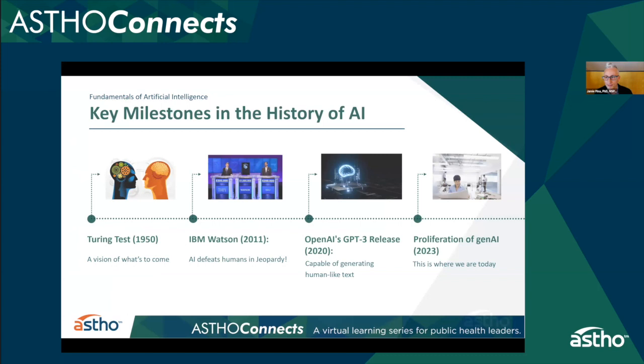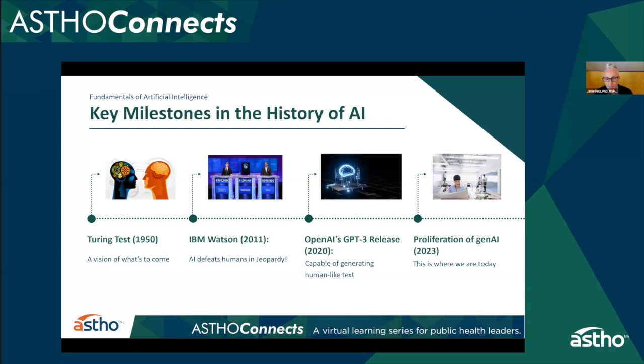Okay, so let's look at a few key milestones in the history of artificial intelligence. Because while it seems like it's in the news a lot right now, it's not brand new. Starting in the 1950s, the Turing test was developed. This was a test that was designed to assess whether or not a computer could sufficiently respond to queries the same way a human could.